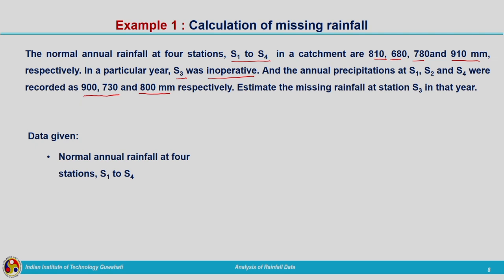So, which are the data given? Normal annual rainfall at 4 stations S1 to S4 are already given to us. One year of rainfall data is missing at station 3. So, we need to calculate the annual rainfall corresponding to that particular station for that missing period. Missing rainfall data at the station S3 needs to be calculated, that is, the annual rainfall data for that particular year, based on the data from the neighboring stations and also the normal rainfall at this particular station.